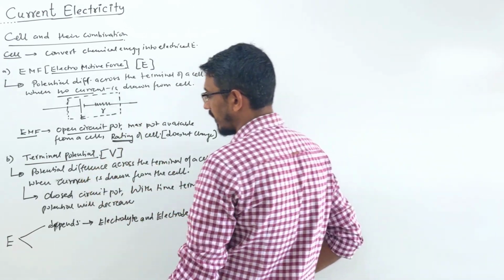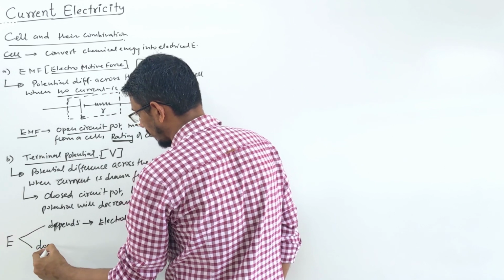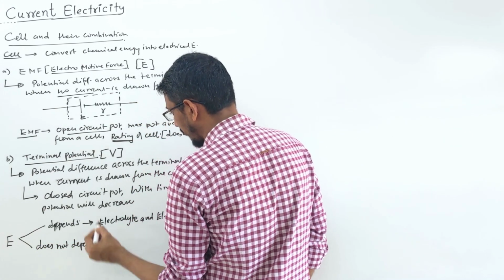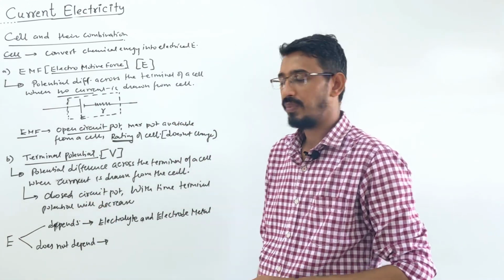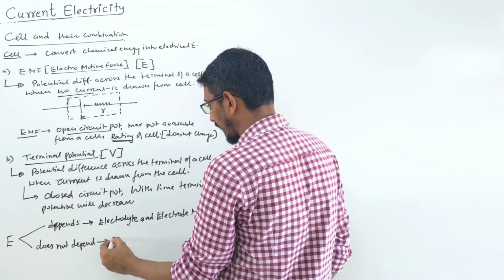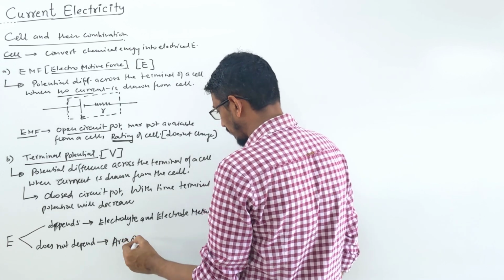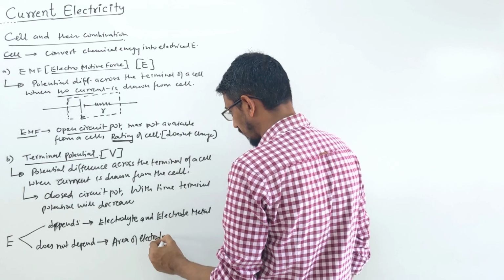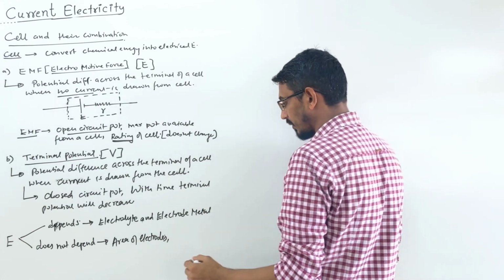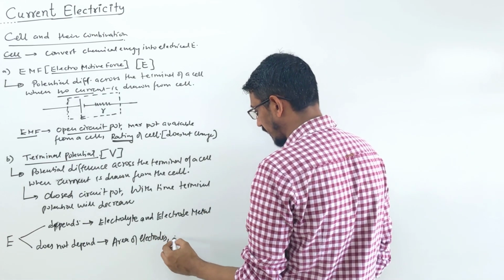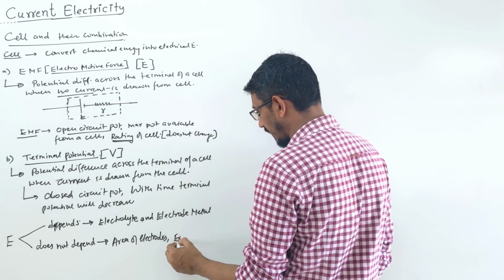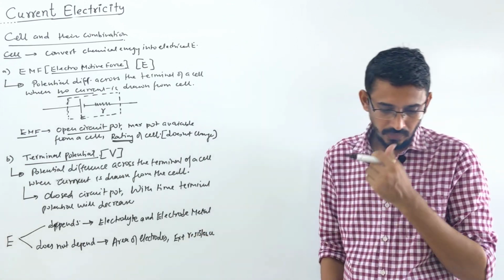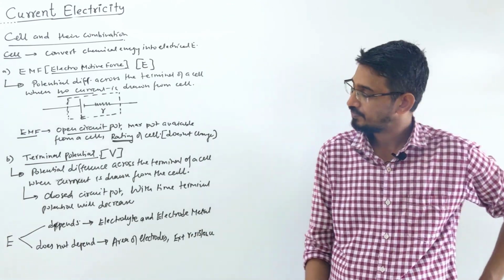Then what does EMF not depend on? What things will this EMF not depend on? So like this, area of the plates, area of electrode you say, correct, and external resistance. We don't usually write it, but I am writing external resistance. So these are a few points on which it does not depend, right?